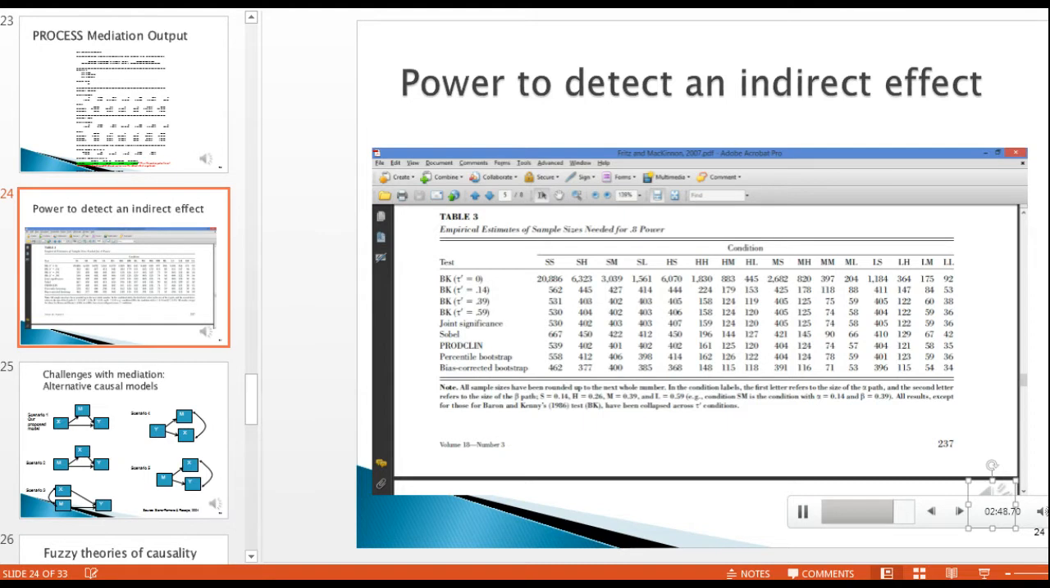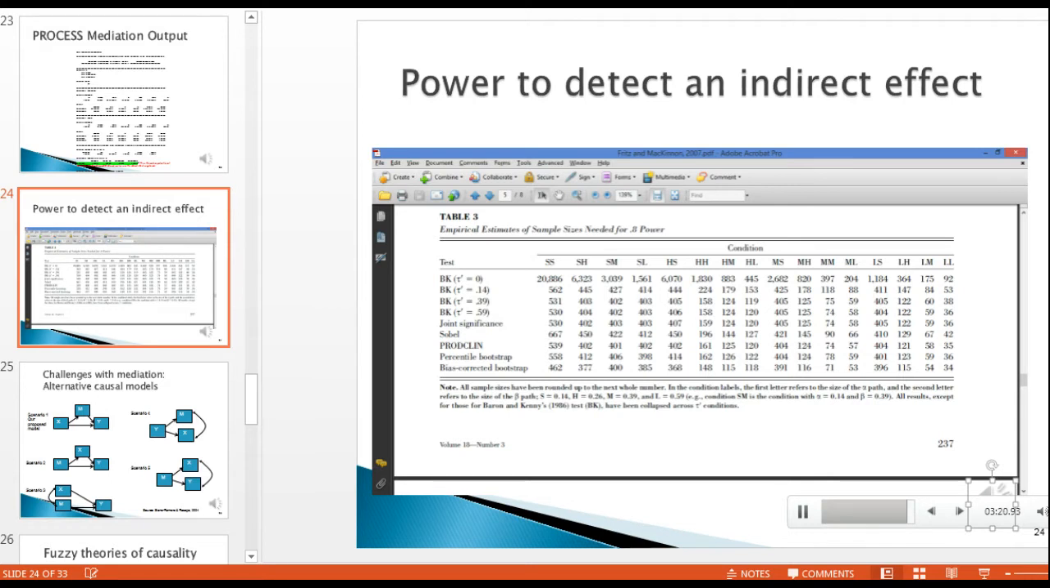Now, let's say you expected that your A path would be very large and your B path would be an M. So an LM would be what you need, and you go to that column. It's like the second to last on the far right. The LM says that you would need a sample size of only 54 for a 0.8 power. So that's not bad. That large effect size on the A path really is helpful.